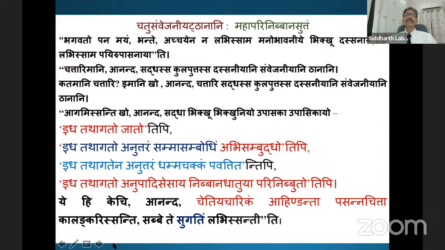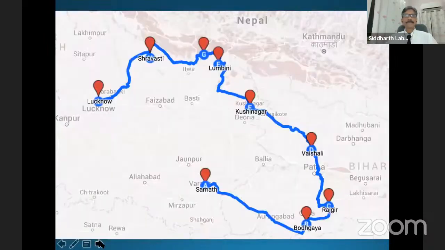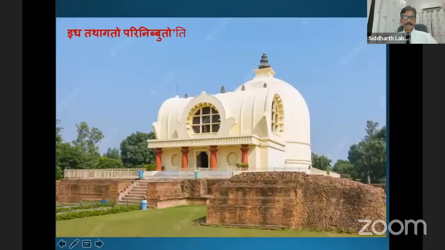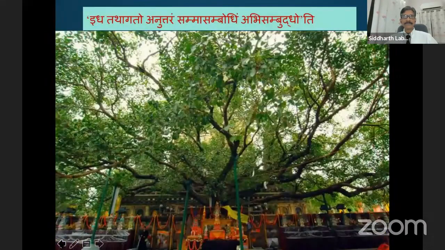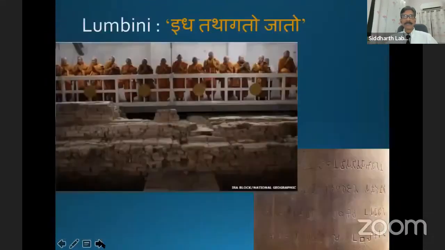The Mahaparinibbana Sutta is so beautiful. So many things are given here. One should definitely study this. So these are the four places. First is Lumbini. Okay, we'll go one by one.